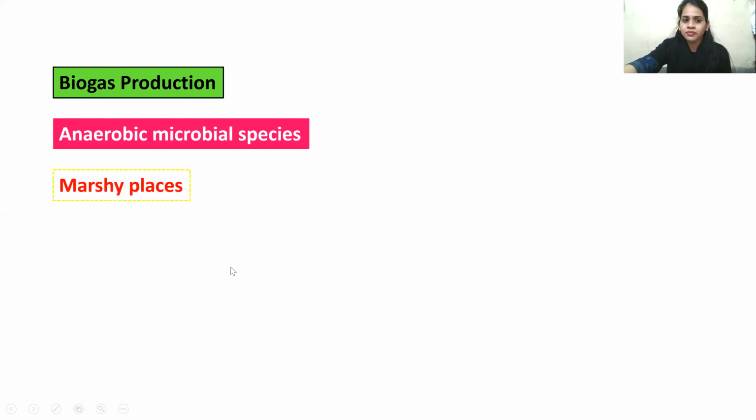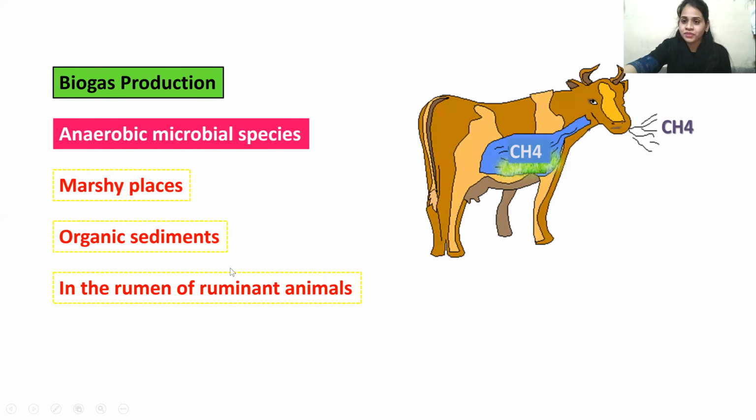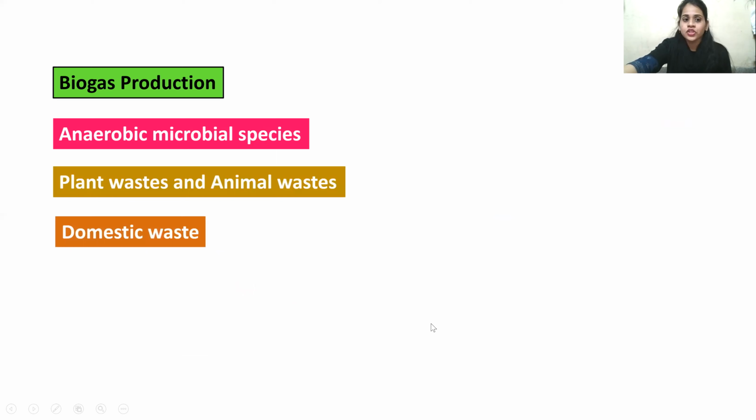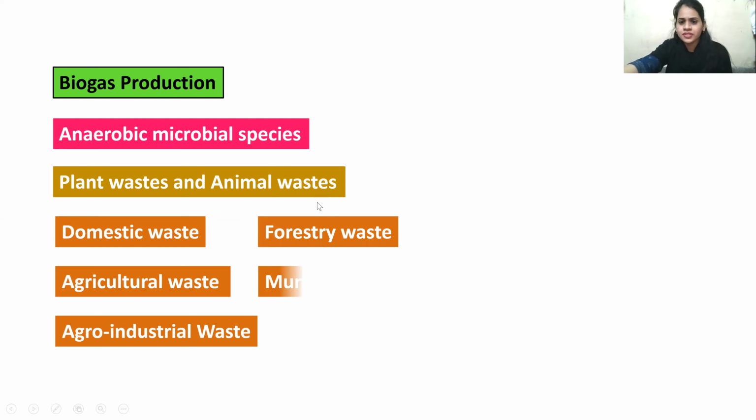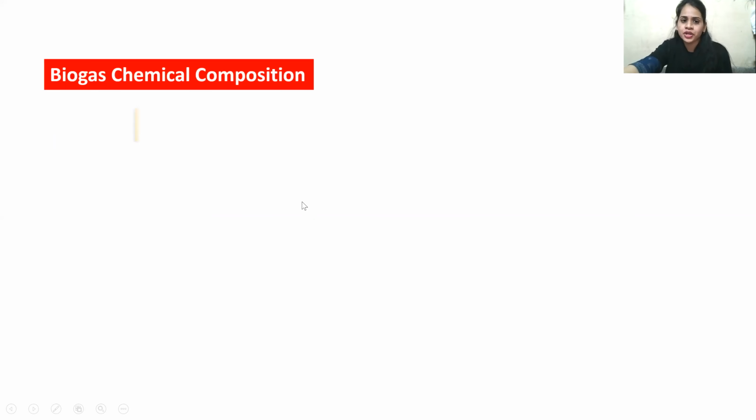Biogas production is done by anaerobic microbial species. It usually happens in marshy places or organic sediments and in the rumen of ruminant animals like cows. They also produce a lot of methane while eating. Biogas can be produced from plant or animal waste, domestic waste, agricultural waste, agro-industrial waste, forestry or municipal waste. Any kind of waste can be used to prepare biomass, and any waste can produce biogas.